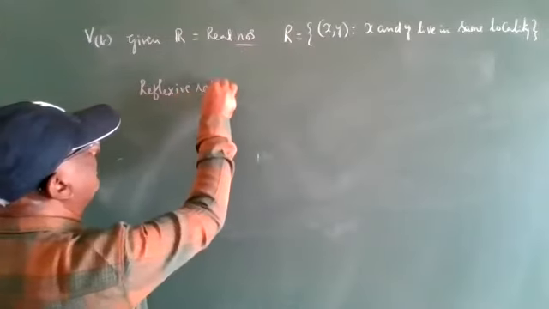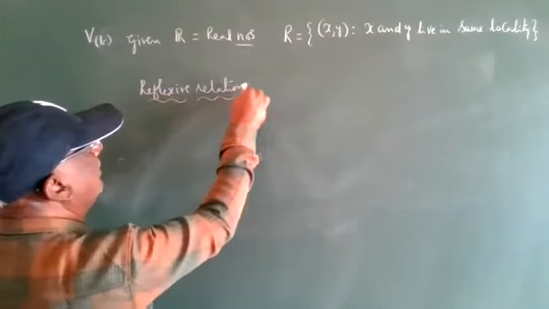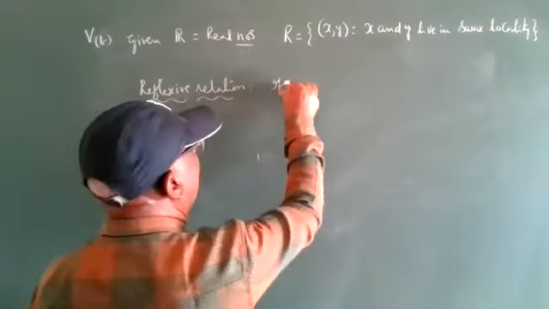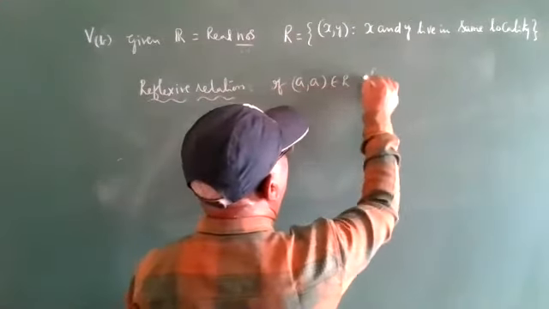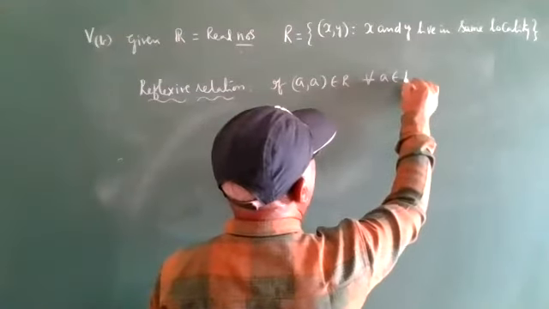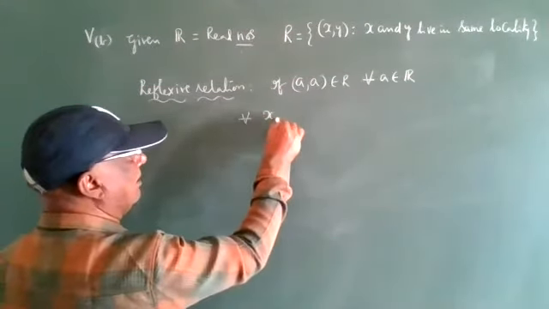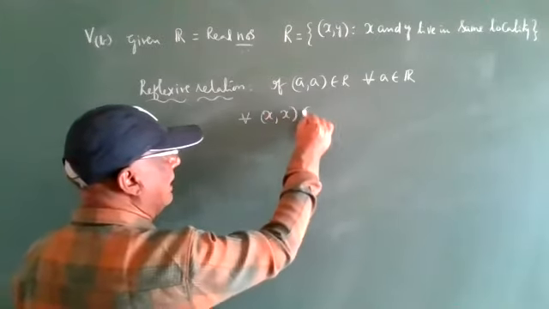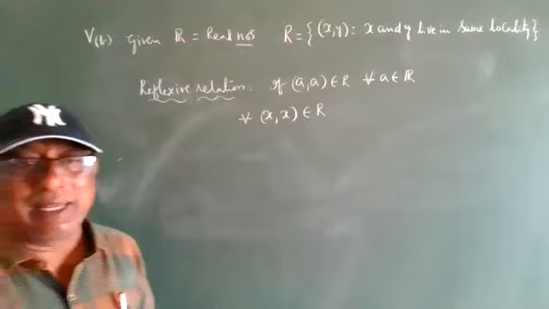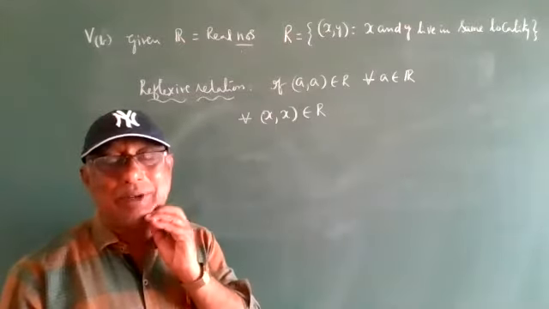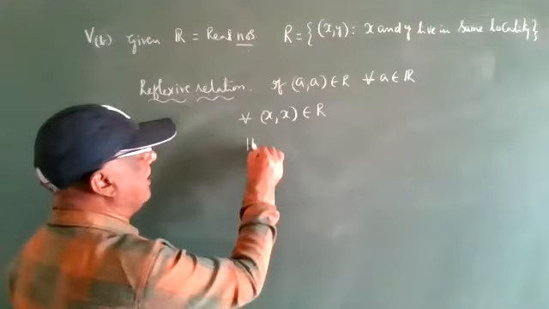Reflexive relation. First, everyone write down the definition. If (a, a) belongs to relation R for every a belonging to the real numbers. So for all x belonging to the same locality, (x, x) belongs to the same locality. So hence reflexive.